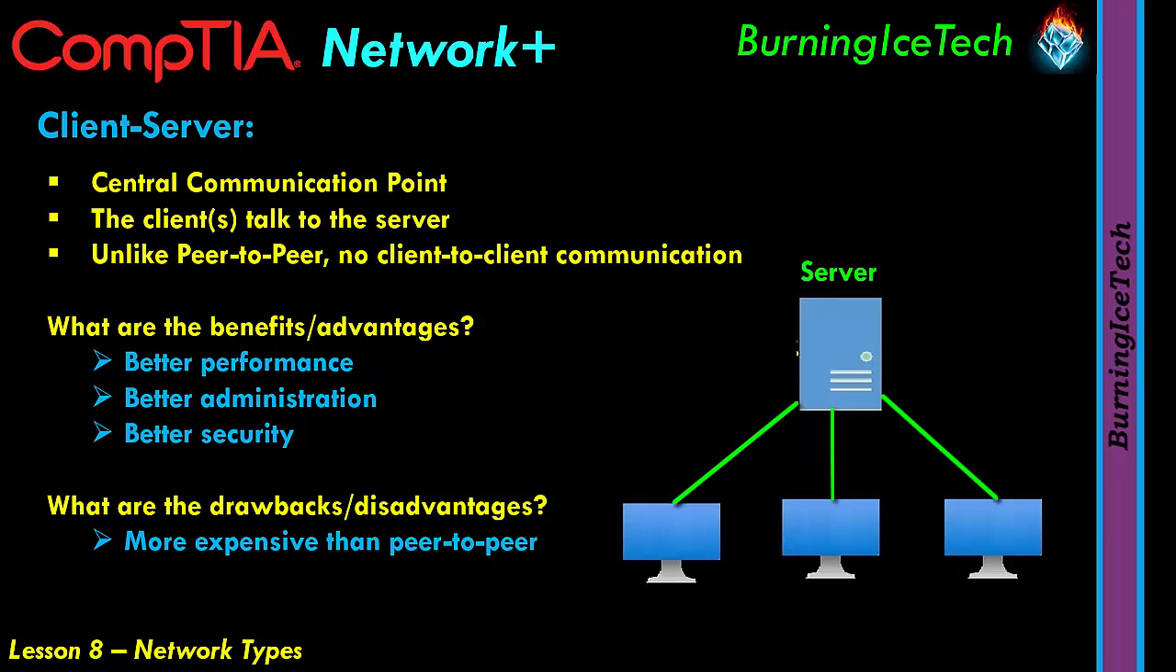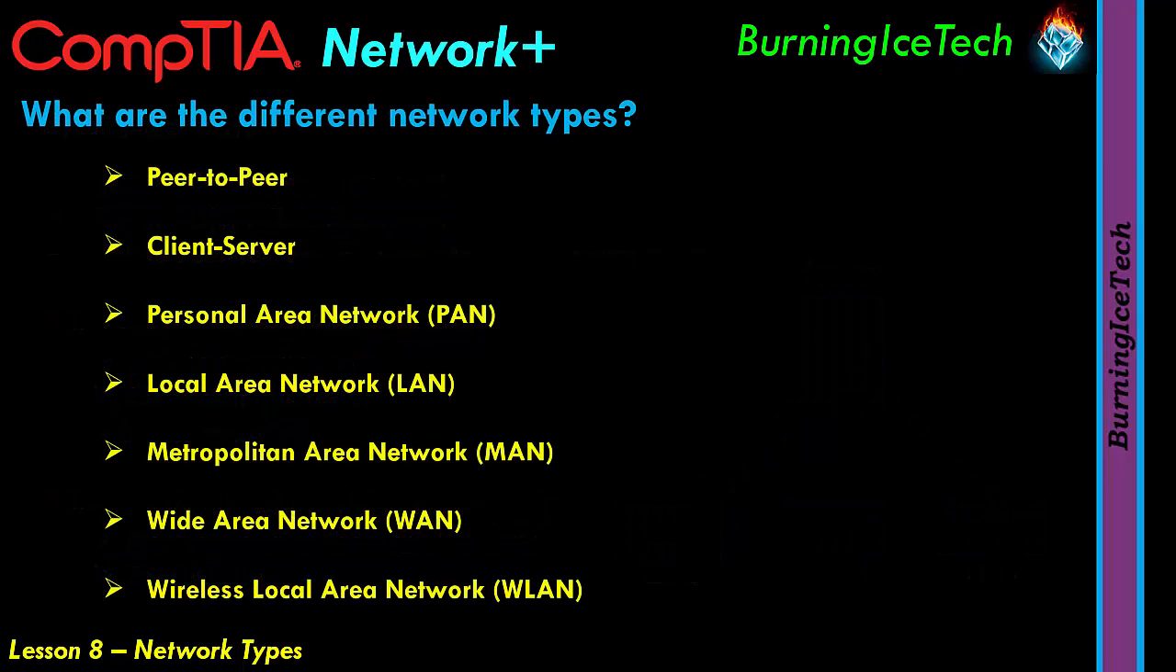Another drawback is this network's complexity. It's way more complex than the peer-to-peer network we discussed previously. I mean, that's a very straightforward network. Okay, and then folks, let's go back to our list of networks again.